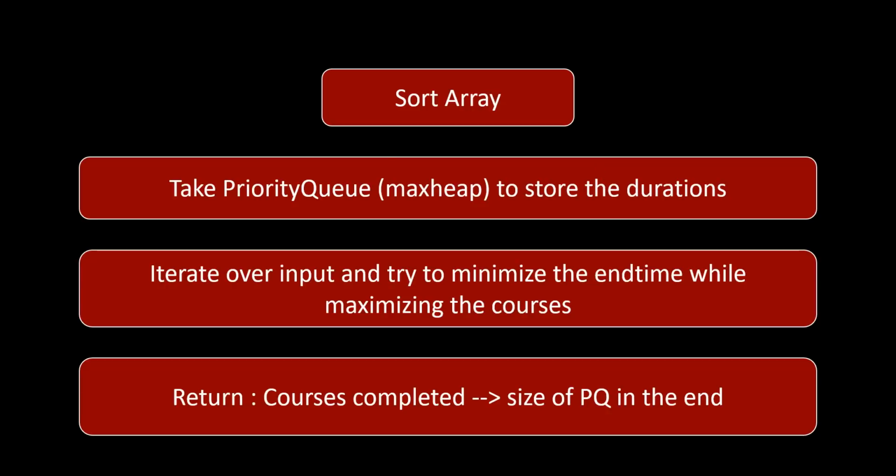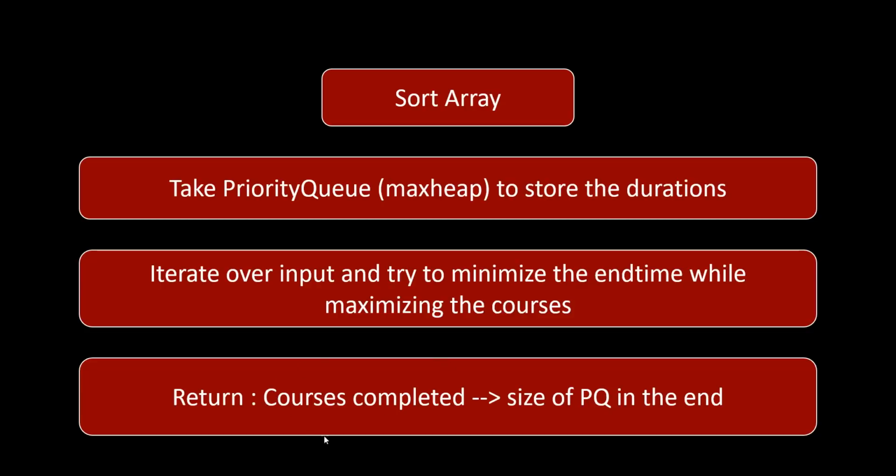And for that kind of a data structure, priority queue or max heap is the best one. And so we will be taking that. After you are done with your priority queue initialization and sorting the array, you will iterate over the input and try to minimize the end time while maximizing the courses that you can take up. Finally, return the number of courses completed.